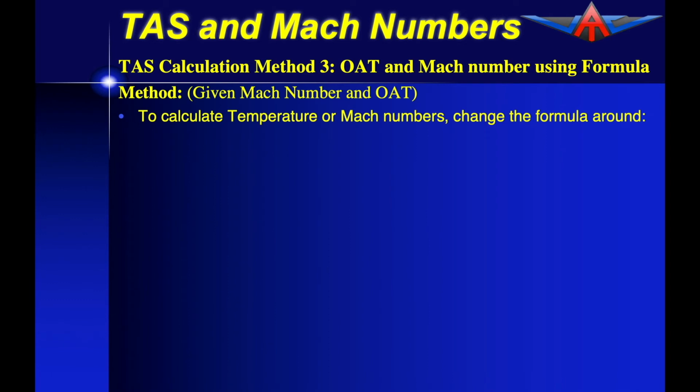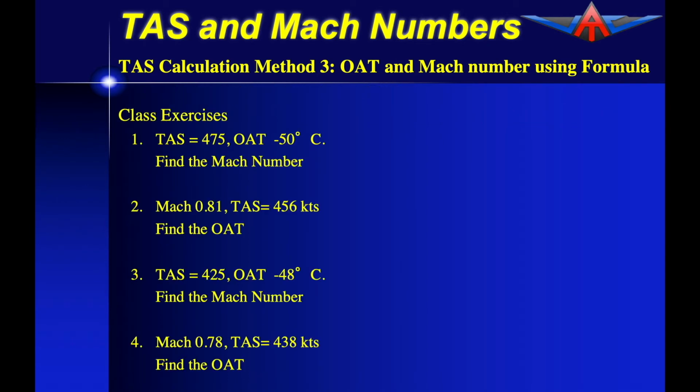Now we can work backwards by rearranging the formula. If we are required to calculate the temperature, we rearrange the formula. For those of you who are mathematically inclined, you will easily be able to do that. For those of you who are not so keen on algebra, here's the formula. Mach number is equal to the true airspeed divided by the total of the square root of 273 plus the temperature multiplied by 39. If we need to calculate the outside air temperature, we simply rearrange the formula, and this is the formula we'd use again. Once again, here are a few exercises for you to try.